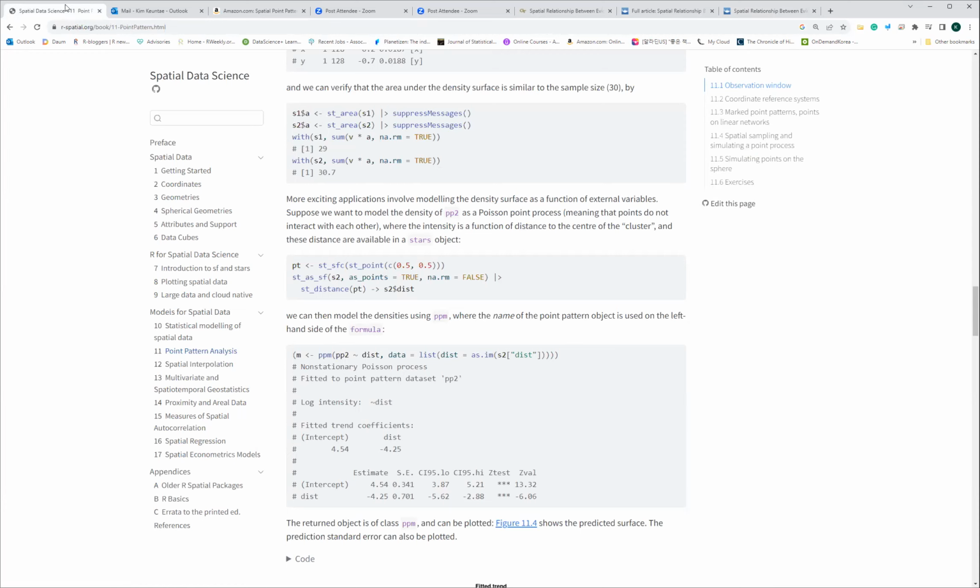So: collecting the data, visualizing the kernel density mapping, collecting the external variables and making them into raster images, then overlapping our outcome spatial point pattern shapefile within the ppm function model, analyzing the result, and interpreting it in terms of the intensity of the point locations. That's how you can do spatial point pattern analysis. So that's the end of chapter 11.